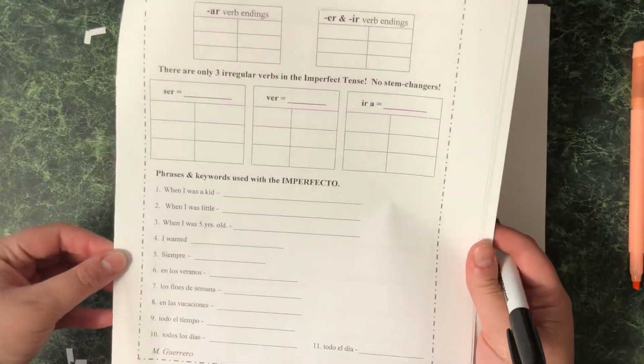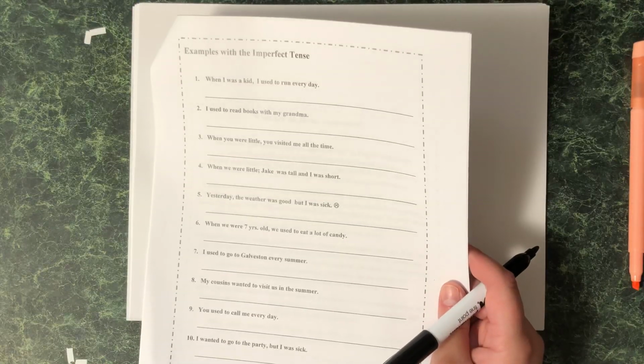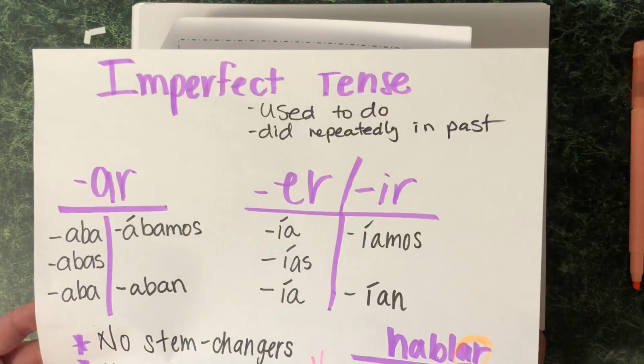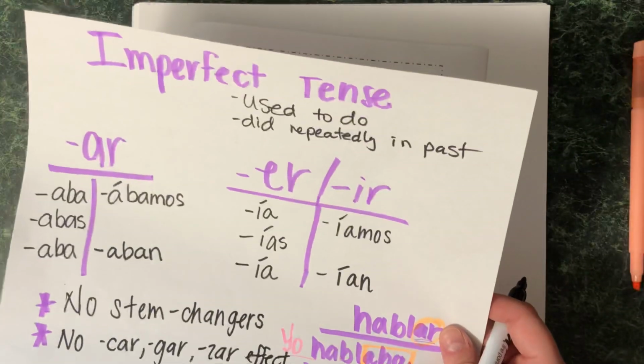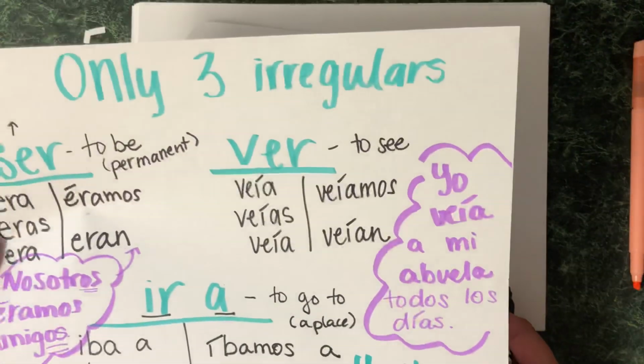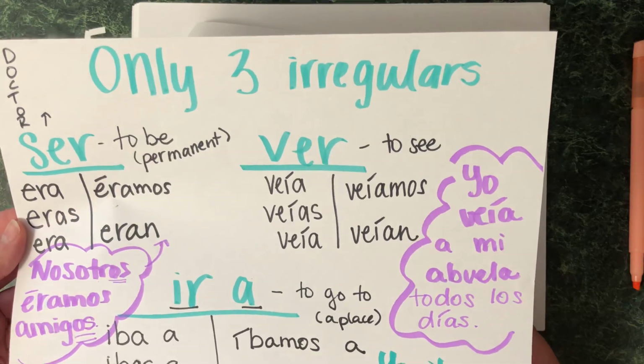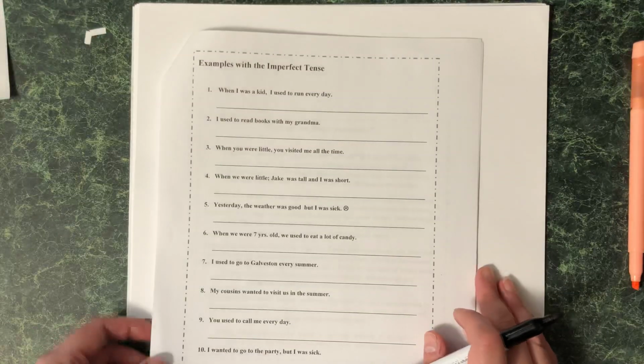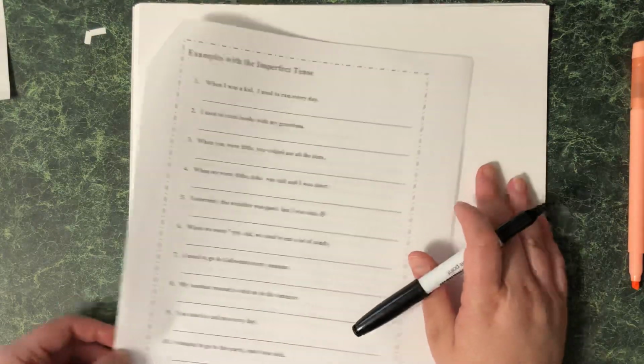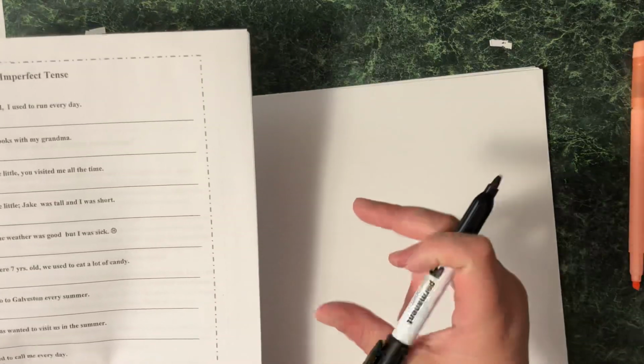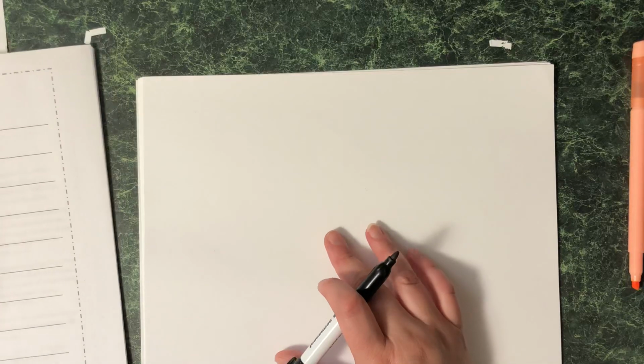All right. Next one. Turn the page. We just finished this page, and now we have the examples, okay? Remember, these are going to be the only endings, and these will be the only 3 irregular verbs: ser, ver, and ir a. All right. Let's see. I'm going to write the answers on this white paper because I don't have enough space right here to write big enough so y'all can see it.